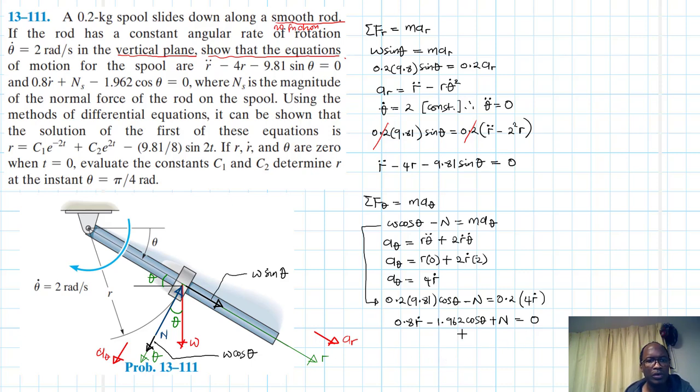So we've done the first part. Of course, this is the equation, which is the same thing, which we can also write as 0.8 r dot plus N minus 1.962 cos theta equal to 0. So we are done with the two equations. Now let's move on to the next step, where we need to find those constants.